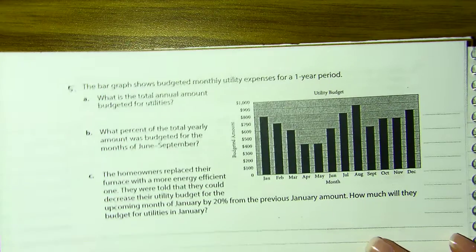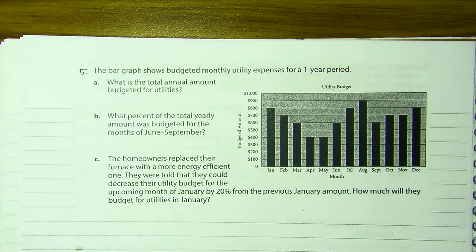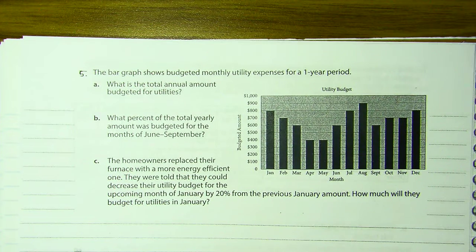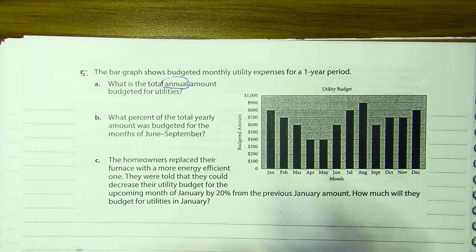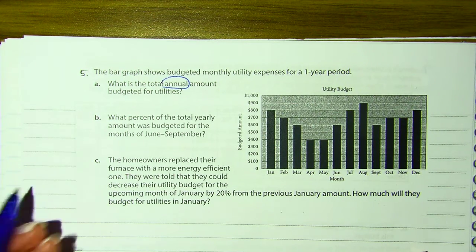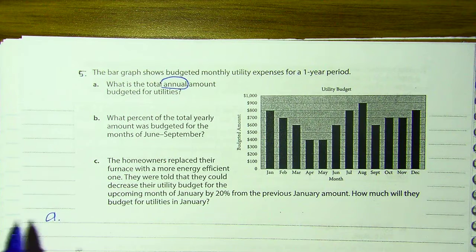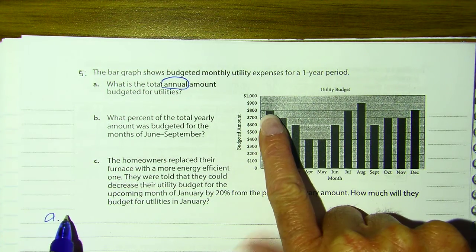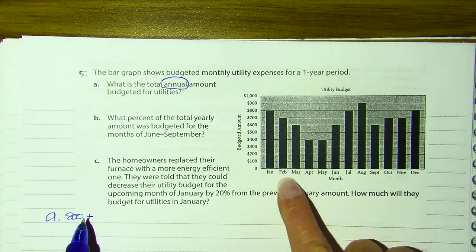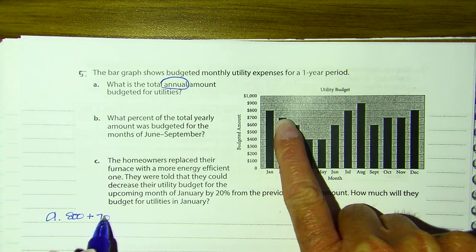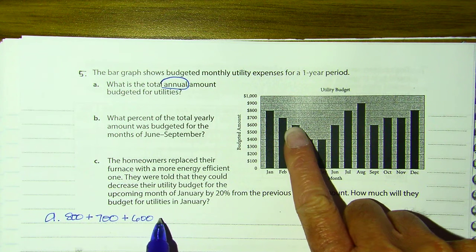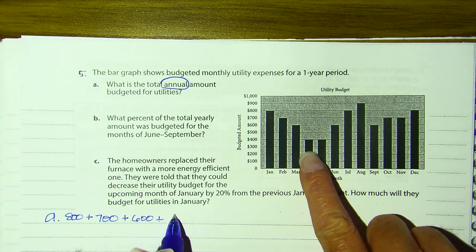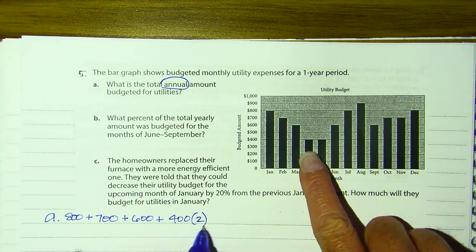So next one, you have one like this. So this is now a bar graph. So this asks, what is the total annual amount budgeted for utilities? So for part A, I have to add up every month. So January is $800 plus February, that's at $700 plus March, that's at $600 plus April and May are both at $400, so I'm going to do 400 times 2.